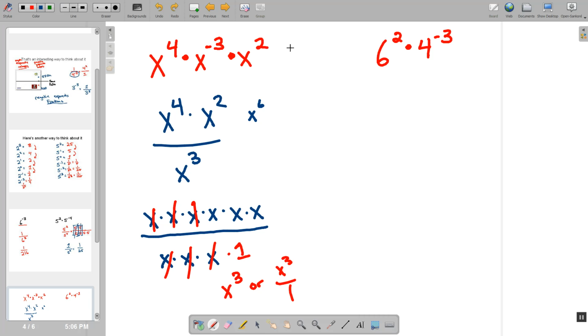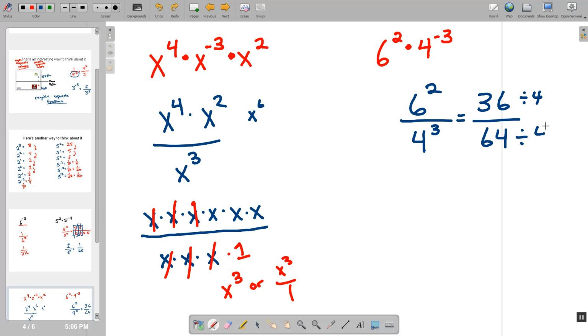Let's do another. If I have 6 squared on the top, that's going to stay. 4 to the negative third needs to move down to the denominator, and it will become a positive exponent when it goes there. But we have a problem. These have different bases, so we can't simplify this like we would do a normal problem. So we have to simply do 36 on the top, and this is 4 times 4 times 4, which is 64. And now I just simply simplify like I normally do, and I'm going to divide both of these by 4. This gives me 9/16. And that is my answer.